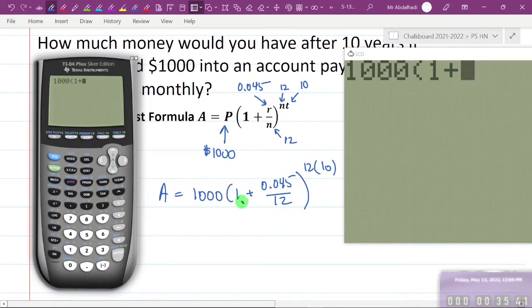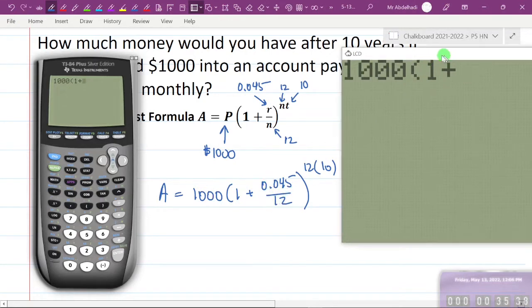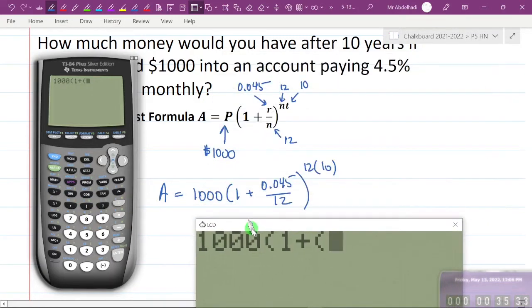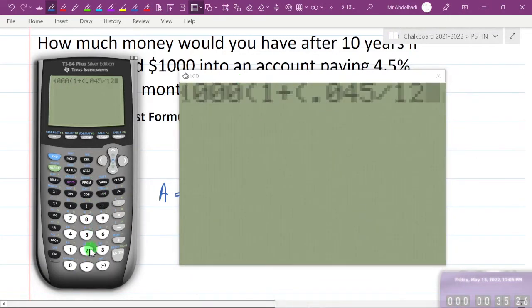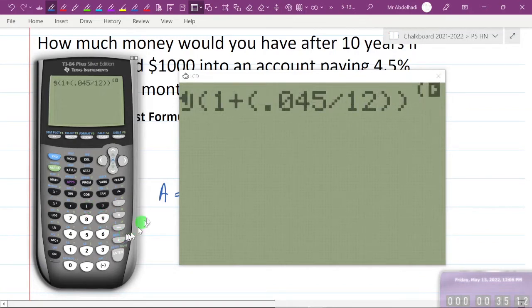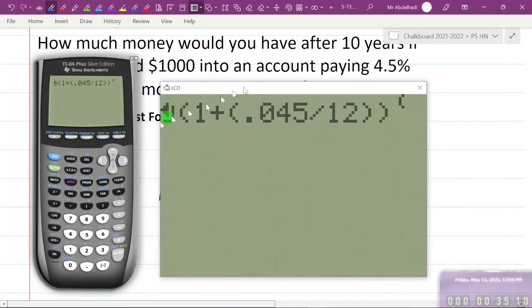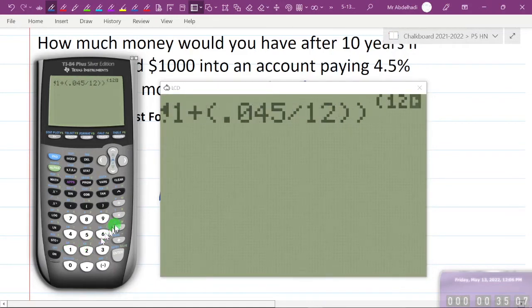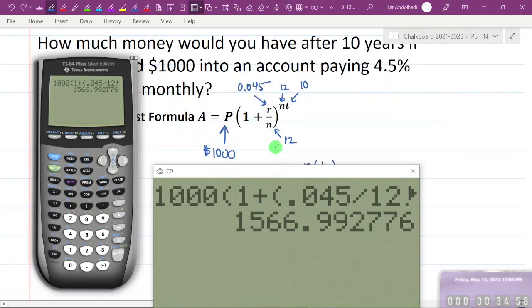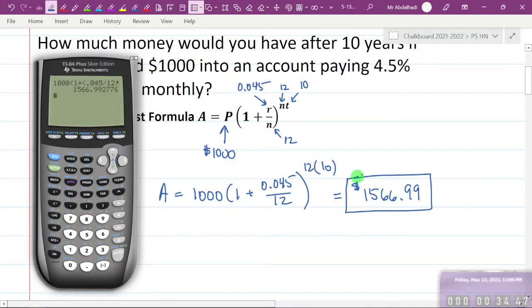Now, since I have parentheses and a fraction within the parentheses, I'll put the fraction in parentheses just to make sure it doesn't get misinterpreted by the calculator. So it's going to be 0.045 over 12, close parentheses for the fraction, close parentheses, to the power of. Depending on the calculator, this one goes up for the power, but most calculators don't, so I would use parentheses and multiply the 12 times the 10, or write 120, either way. So here we go. It should be $1,566.99, rounded to the nearest penny.